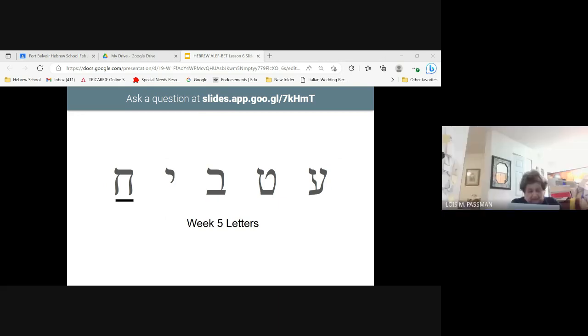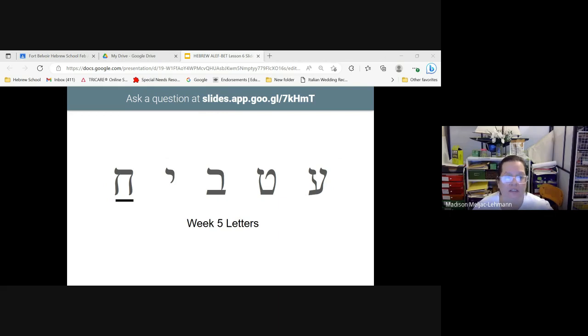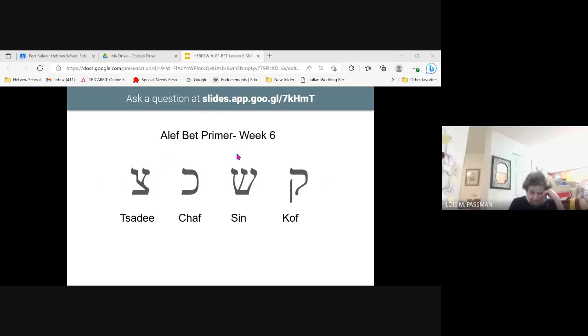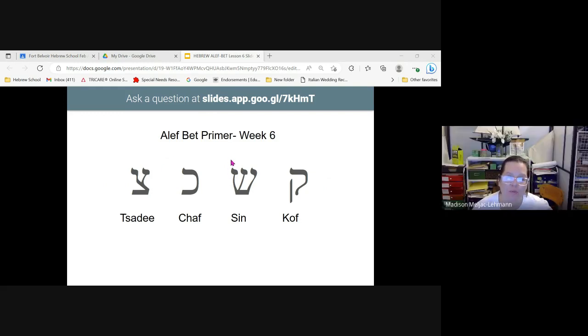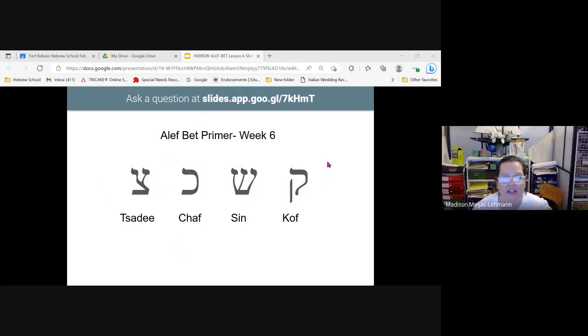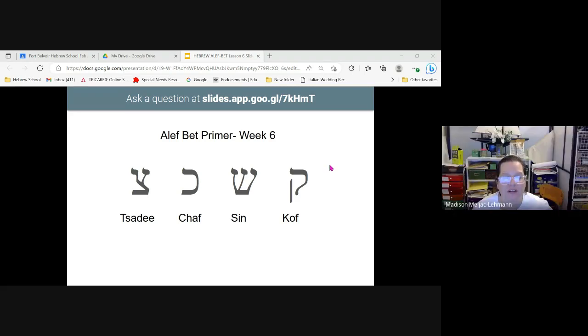Just think ach. Bach, whatever. Okay. So week 6 again. So one more time. This is kuf or kof. And this is sin if I had put the dot in the right spot. Yeah, that's sin because the dot would be right there. And then we have kaf and sadi. Kaf is pronounced like challah bread. Yep.